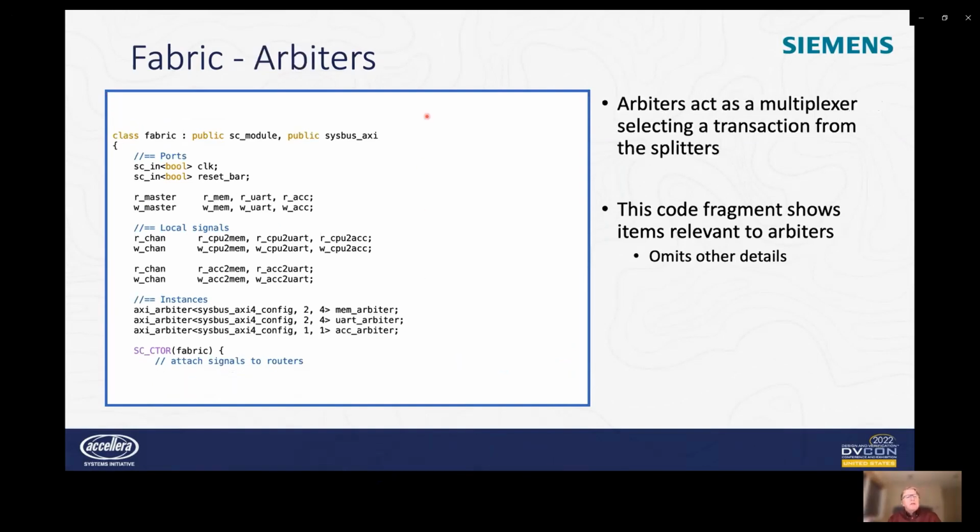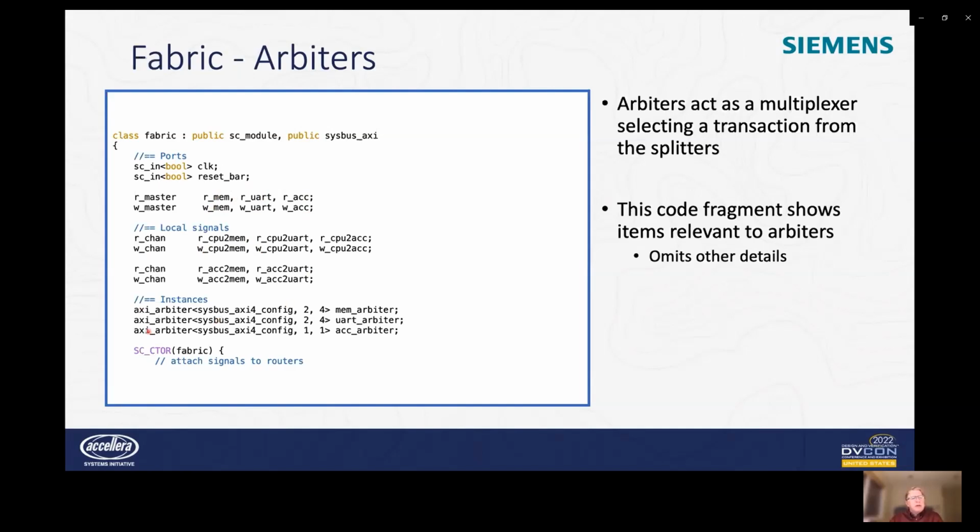Then we can look at the arbiters. So now I've omitted the artifacts appropriate for the splitters and just included what's appropriate for the arbiters. So we have the R master and W master. Again, these are inherited from our AXI configuration type, and these go out to the memory, the UART, and the accelerator. We've got the same local signals that we had in the prior slide where we talked about the splitters.